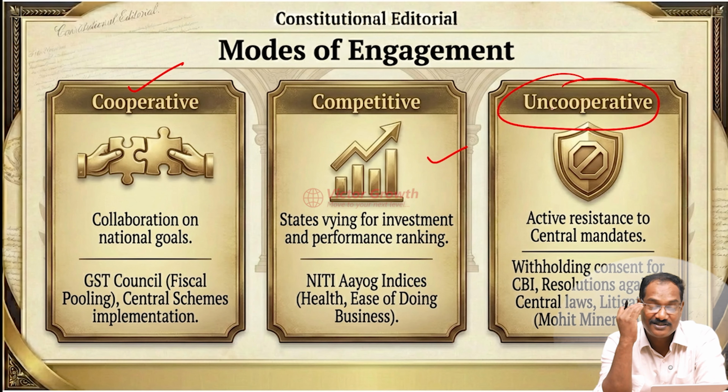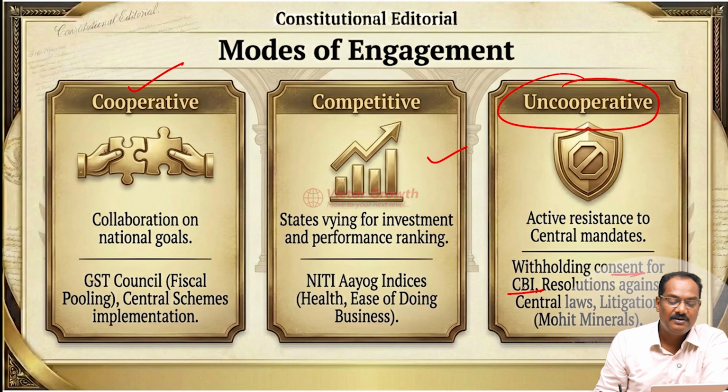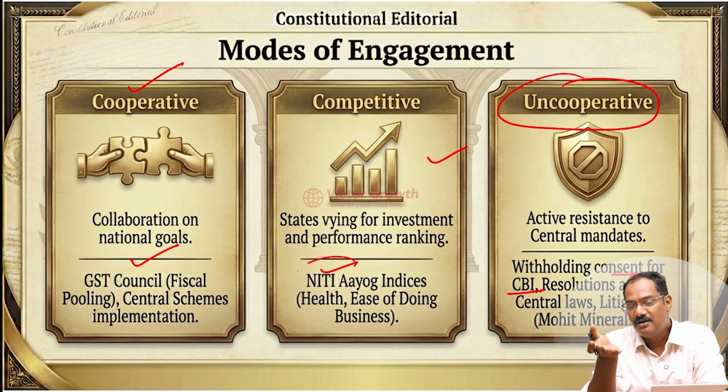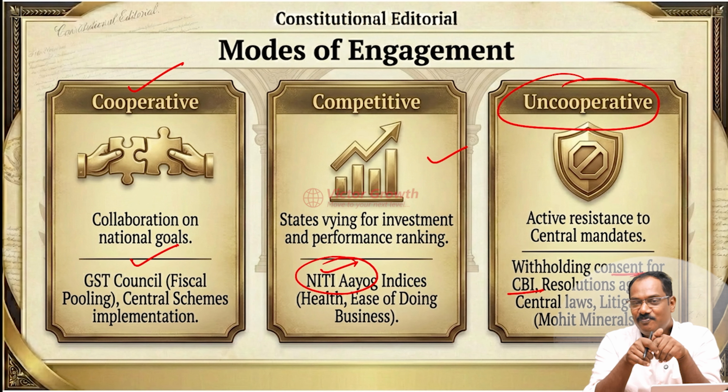In cooperative federalism, GST Council, Niti Aayog and all, cooperative federalism only. Competitive federalism means looking at some state doing something good, you follow in your state. This is not a good example, I'll tell you. In Bihar, 10,000 rupees were given to almost 1 crore women. Tamil Nadu also copied that, but they gave 5,000 to 1 crore women. Next month is the election there.